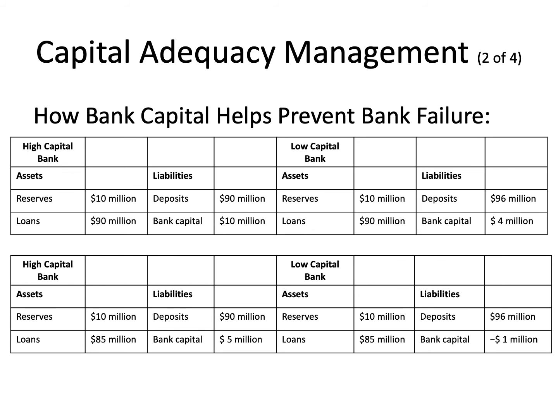How bank capital can help prevent a bank failure. Let's look at a high capital bank and a low capital bank. The high capital bank has reserves of 10 million and loans of 90 million, liabilities, deposits of 90 million, and bank capital of 10 million. A low capital bank also has reserves of 10 million and loans of 90 million, but only has bank capital of 4 million and deposits of 96 million.